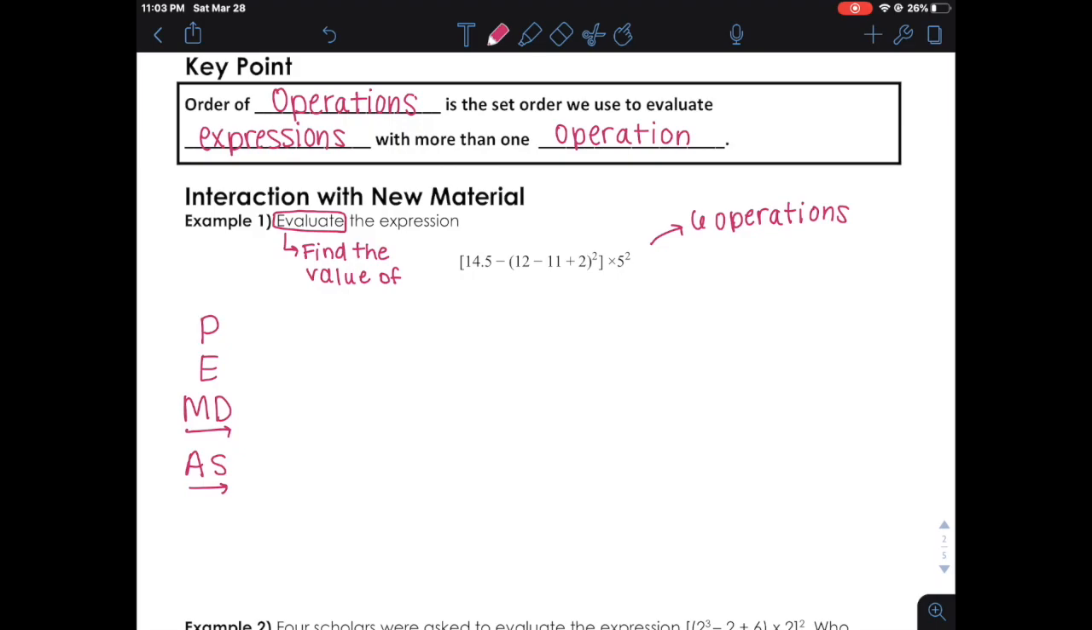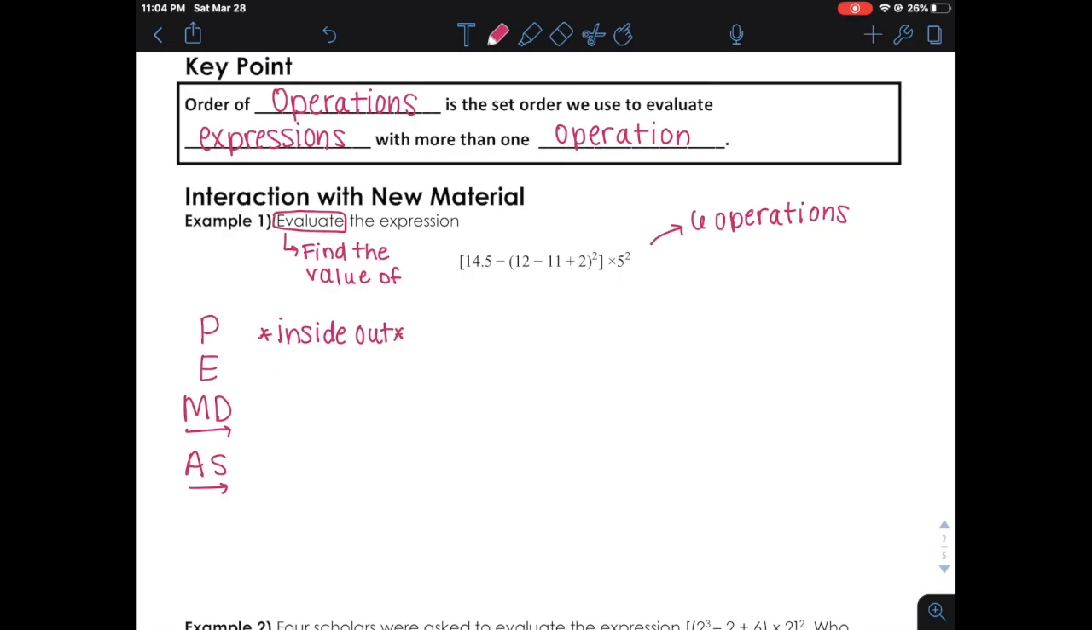P, parentheses. Well, if you notice, we don't only have parentheses, but we have what's called brackets. And when you have brackets and parentheses, what you do is you work from the inside out. So we have to start within the inner parentheses, and then we follow PEMDAS inside of that.